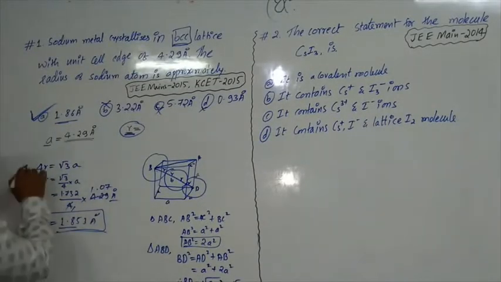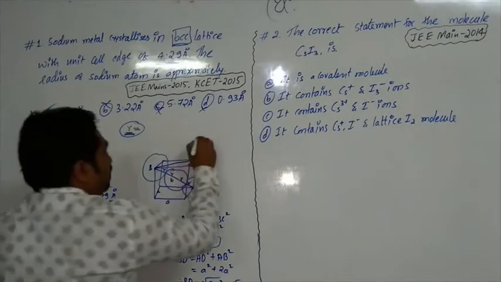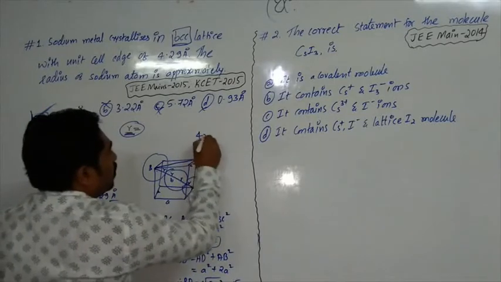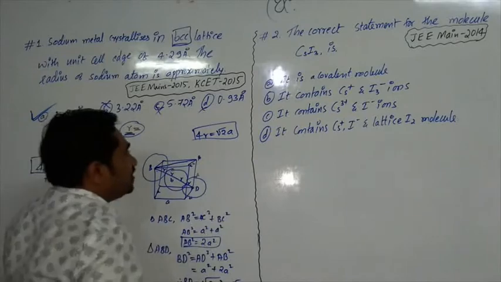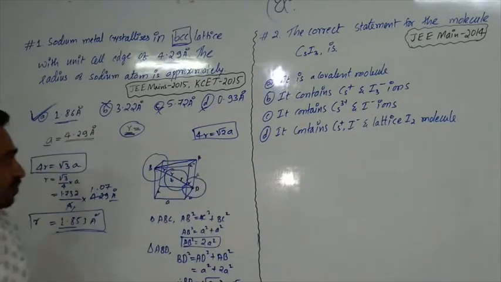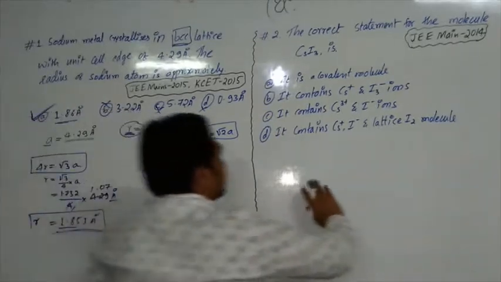So please remember, in case of BCC, this is the relationship between radius and the edge length of the particle. In case of FCC, what will it be? See here, 4R is equal to root 2 A. This is in case of FCC. By using this you can further simplify. Okay, we come to the next.